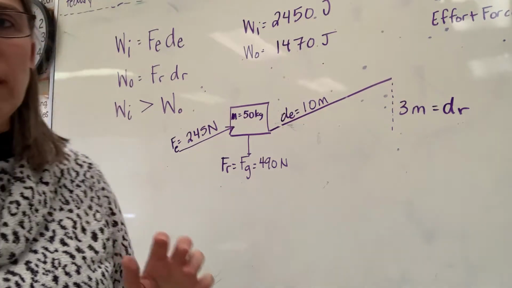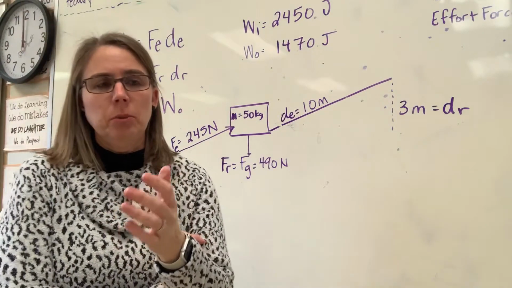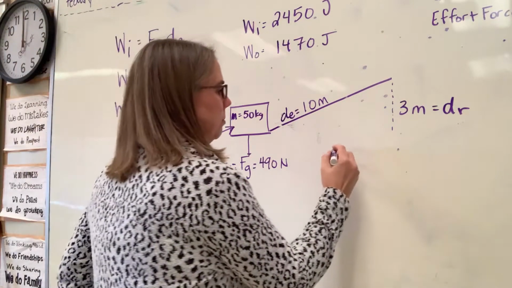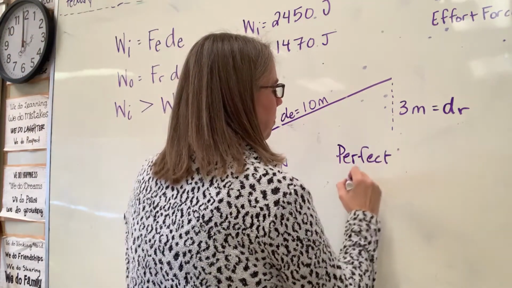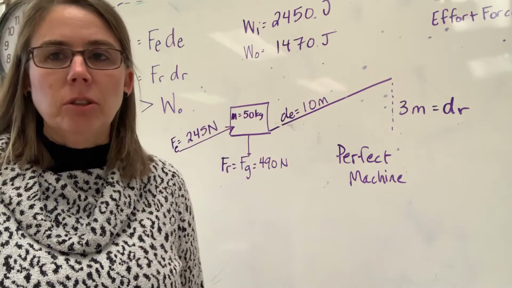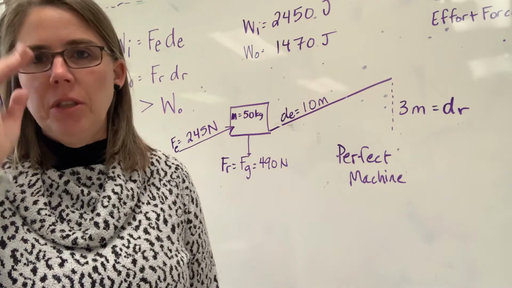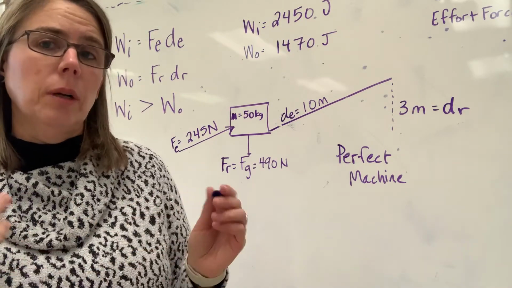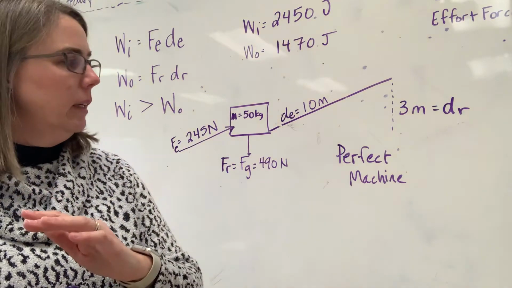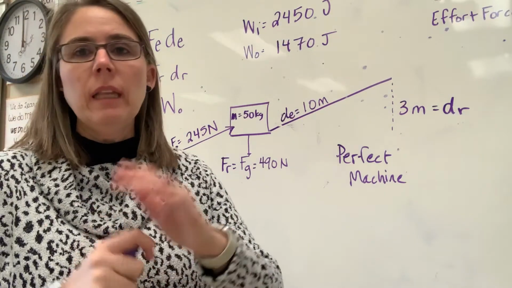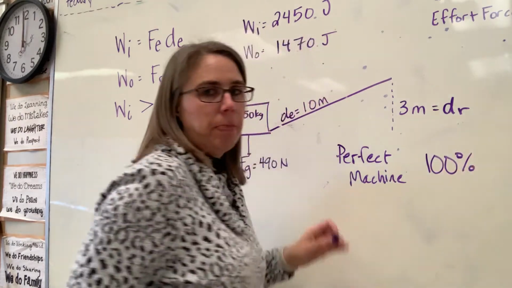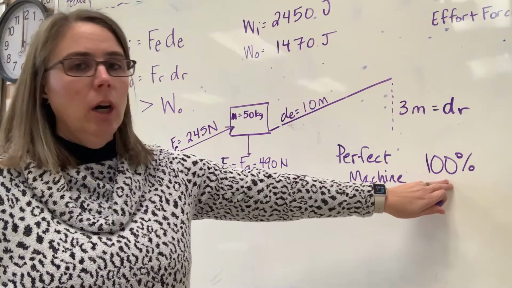So efficiency is just exactly what it sounds like. How efficient is this machine? How close to perfect is this machine? So we know, if we had a perfect machine, something that would be considered perfect would be something with absolutely no friction. There are no perfect machines in real life, nothing at all. For this class, we're going to pretend sometimes that they're perfect and sometimes that they're not. But if I had a perfect machine, no friction, no heat loss, nothing, it would be 100% efficient.